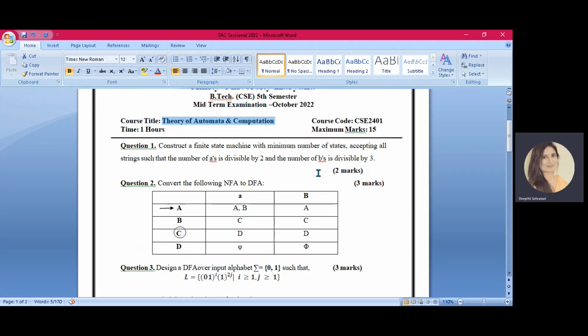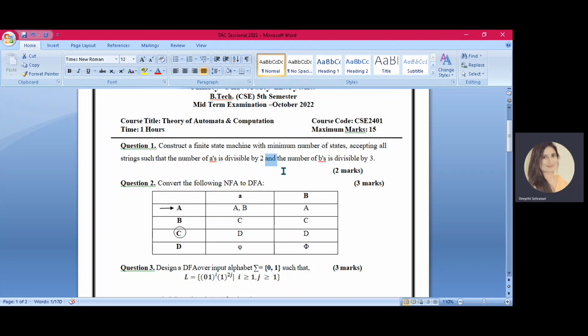Here what you need to do is construct a DFA for input alphabets A and B. The number of A's is always divisible by 2, which means the number of A's is always even. It can be 0, 2, 4, 6, 8. In this way the number of A's should be even. And there is a condition on B's that the number of B's should be divisible by 3. Again, it can be 0, 3, 6, 9, 12 like that. So we have to add these two conditions and make a final DFA.